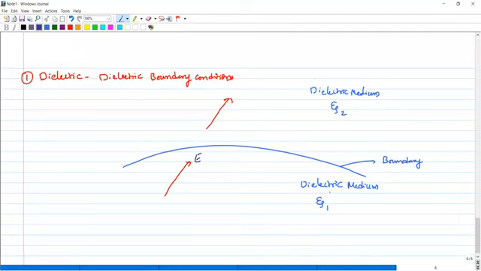With respect to the dielectric medium of epsilon 1, it is E1. With respect to the dielectric material of epsilon 2, this is E2. Now I have to resolve the values of E1 and E2 with respect to the boundary. So now I am resolving. See here, earlier we have resolved like this, into the tangential component and the normal component.